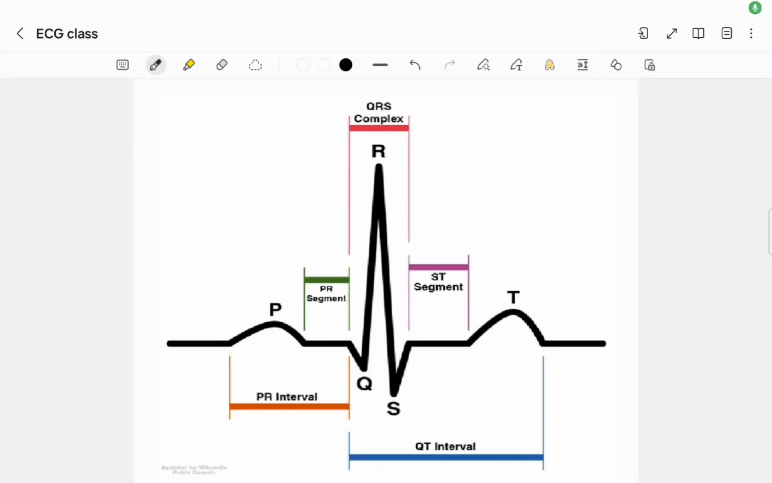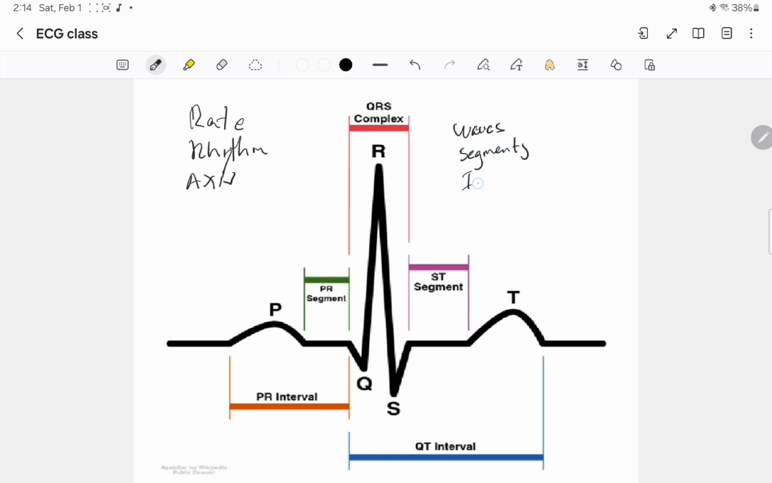Okay, so welcome back to this series on Introduction to ECG or reading ECGs. We're going to continue now in our sequence of how to read the ECG. So far we've spoken about rate, rhythm, and axis. And now we're going to learn how to read the ECG as it regards to the waves, segments, and intervals.